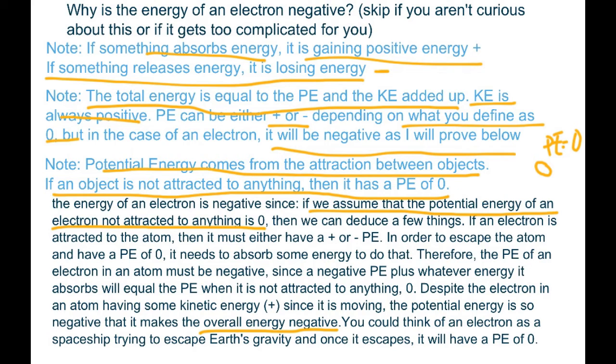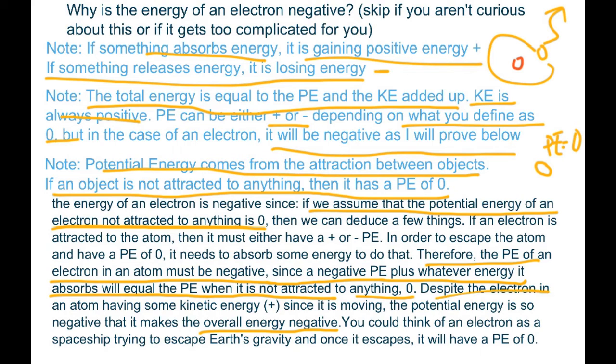If an electron is attracted to an atom and going around it, inside an orbital possibly, then it must either have a positive or negative potential energy. In order to escape the atom and have a potential energy of 0, it needs to absorb some energy to do that. So if it wants to escape, it has to absorb some energy. Therefore, the potential energy of an electron in an atom must be negative, since a negative potential energy plus whatever energy it absorbs will equal the potential energy when it is not attracted to anything, 0.